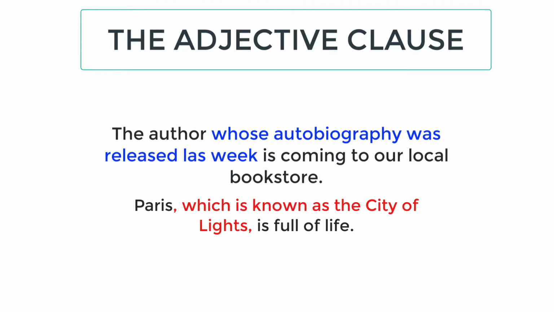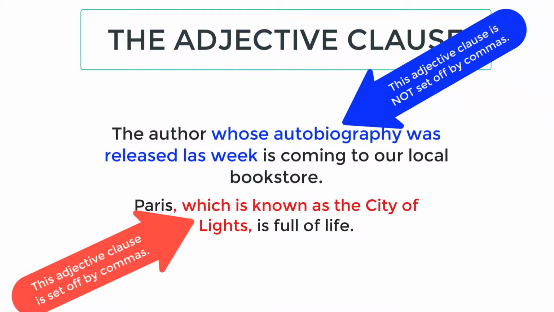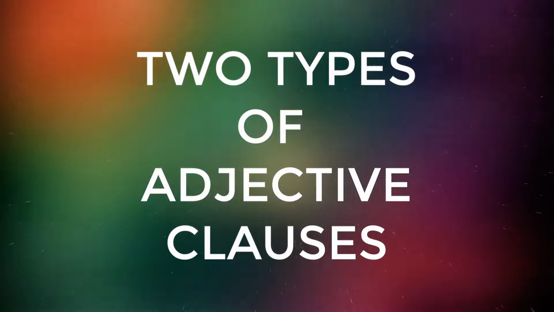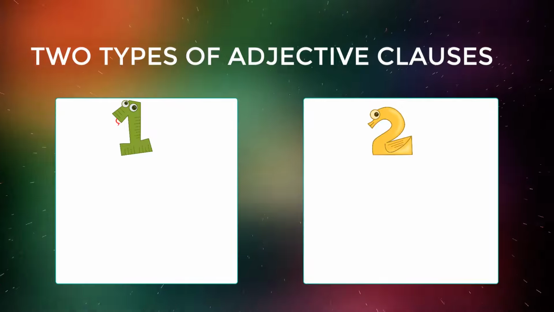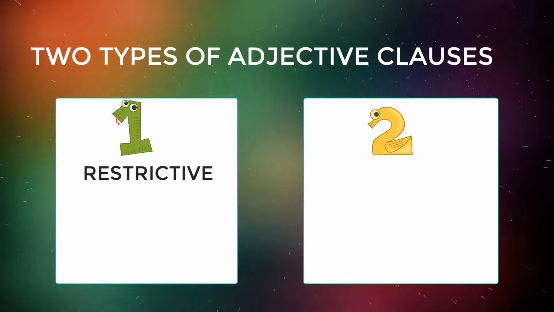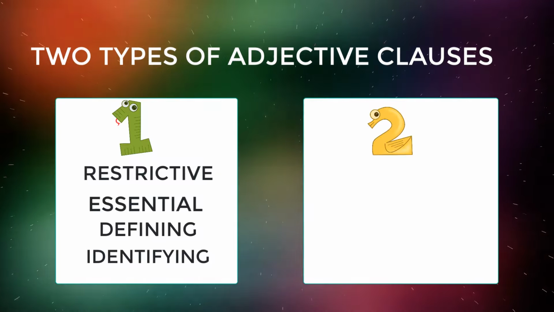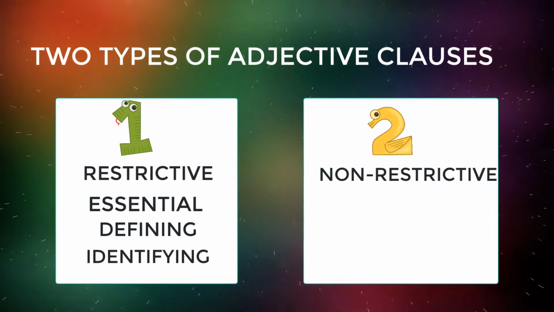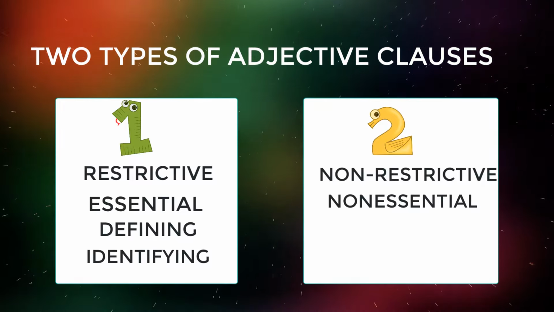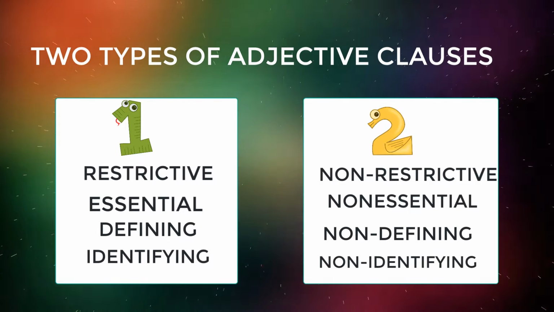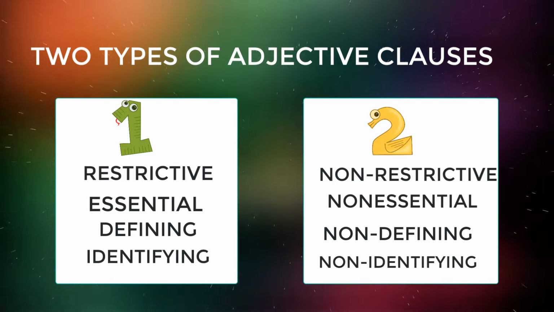Now you may have noticed that some of these adjective clauses were set off by commas, while others were not. There is a reason for this. Let's go on to the two types of adjective clauses. Adjective clauses can be classed in two ways: restrictive, also known as essential, defining, or identifying, or non-restrictive, also known as non-essential, non-defining, or non-identifying. You will note that different grammar books or style guides will call them different names.